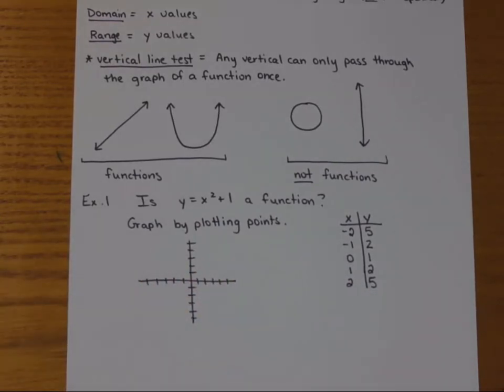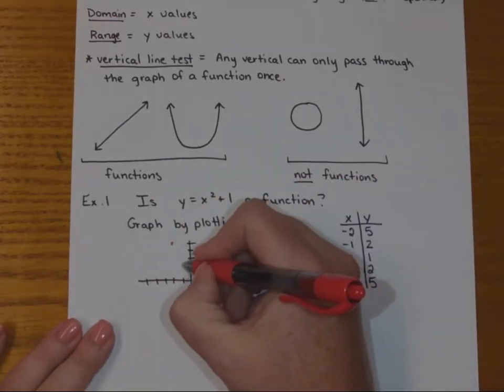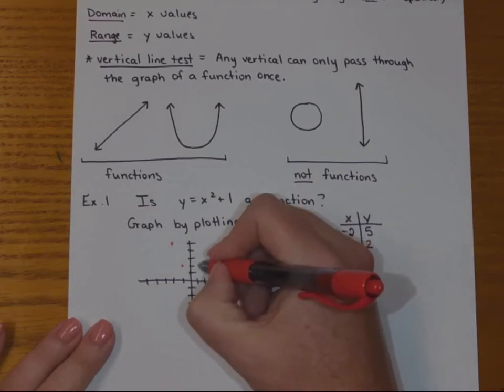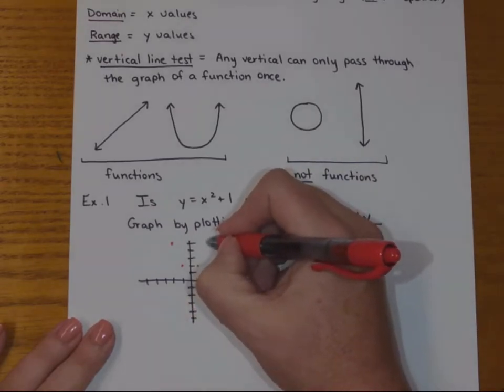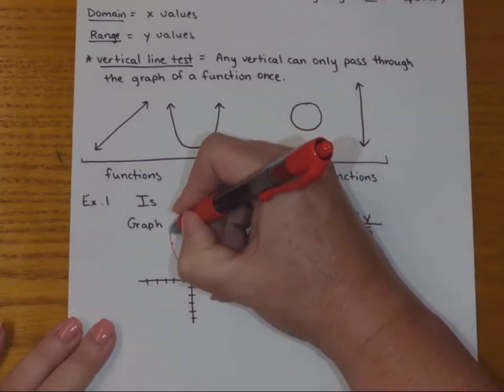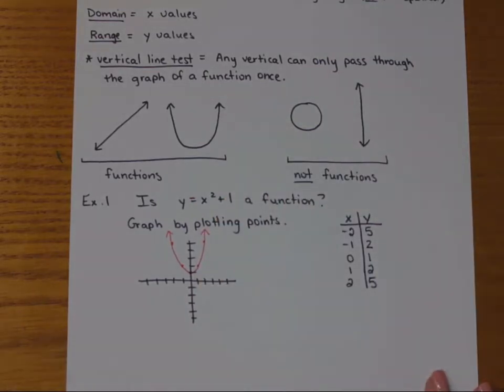So I'm going to plot these points. So I've got negative 2, 5. I've got negative 1, 2. I've got 0, 1, 1, 2, and 2, 5. So I end up with actually a parabola curve, kind of like the one I drew above.